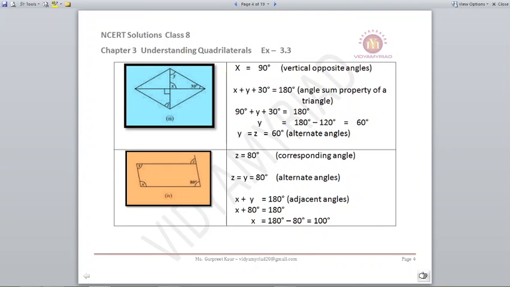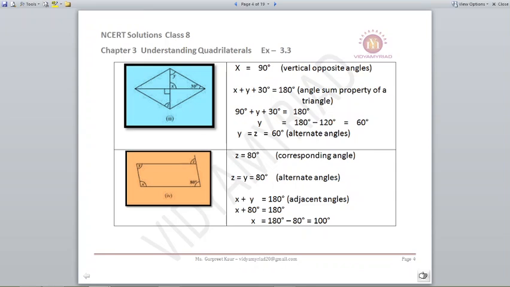Third figure, if you see here, you are given 130 degrees, there is one y, there is one x, and opposite to x is 90. So x will also be 90 degrees because these are vertically opposite angles. Then x plus y plus 30 will be equal to 180 degrees because of the angle sum property of a triangle. We have two angles with us, 90 and 30. We can easily find out y as 60 degrees.